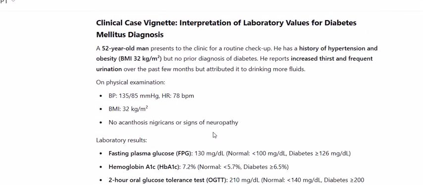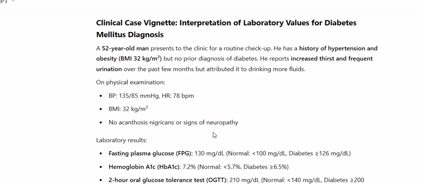Clinical case vignette, interpretation of laboratory values for diabetes mellitus diagnosis. A 52-year-old man presents to the clinic for a routine checkup. He has a history of hypertension and obesity, BMI 32 kg/m², but no prior diagnosis of diabetes. He reports increased thirst and frequent urination over the past few months, but attributed it to drinking more fluids.